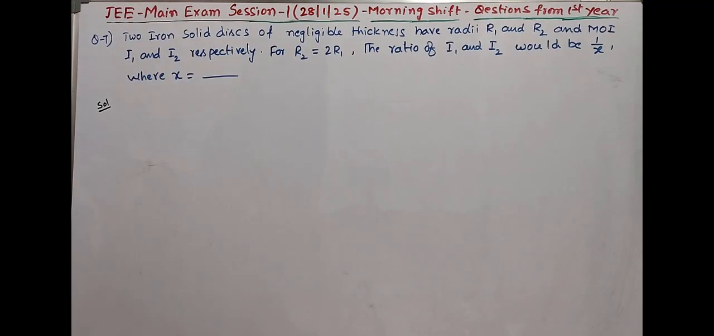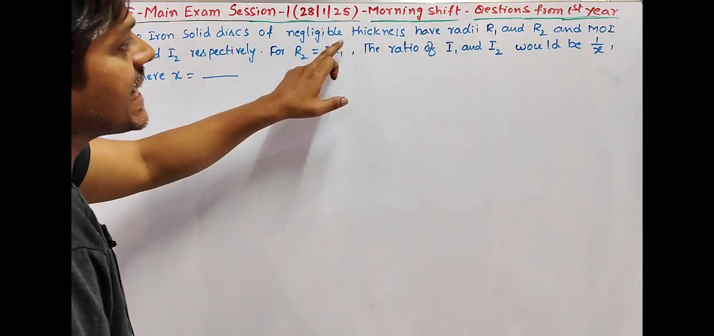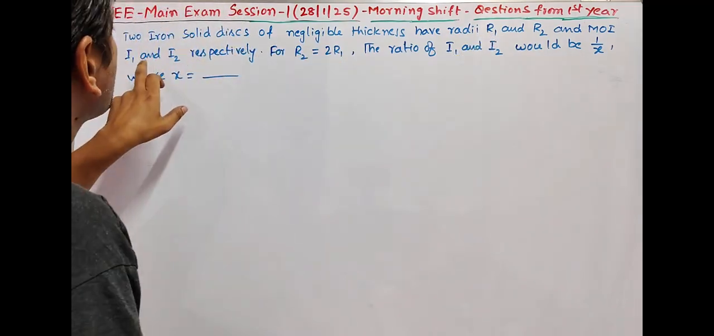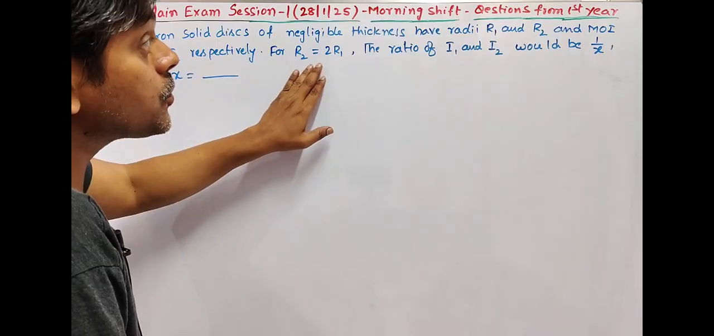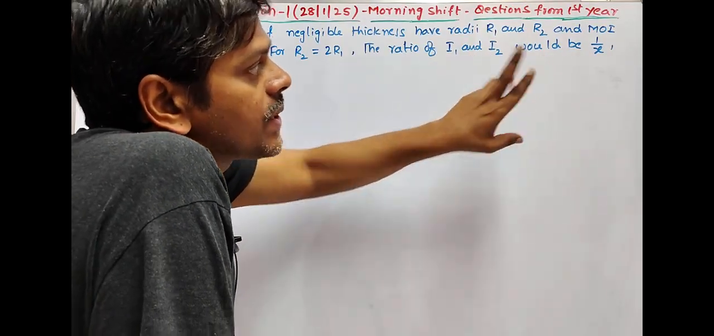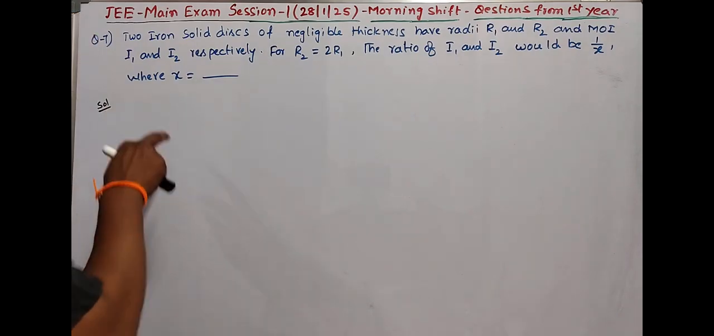Right. The seventh question. Two iron solid discs of negligible thickness having radii R1 and R2 and moment of inertia I1 and I2 respectively. For R2 is equal to 2R1, the ratio of I1 and I2 would be 1 by x. Then x is equal to what? This is given.